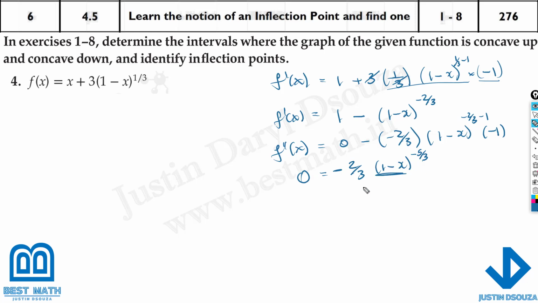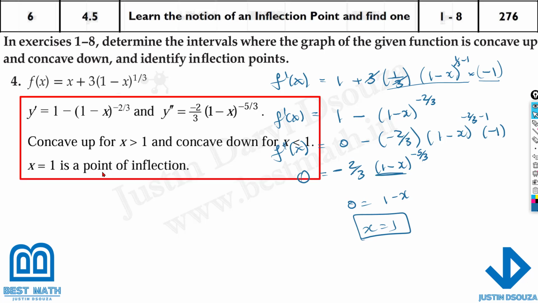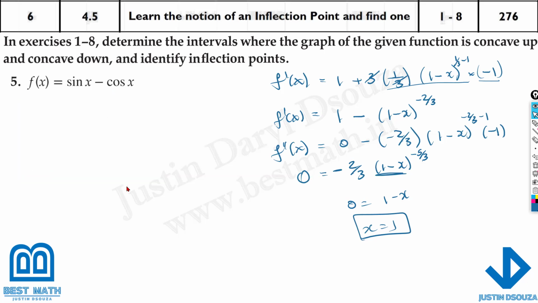So it's very easy, and what you're remaining exactly with is 0, 1 minus x. So x is equal to 1. That should be the inflection point. Since we know the left side is already going to be dissolved to a constant 0, we can directly look inside the brackets and tell x is 1. That's the point of inflection.